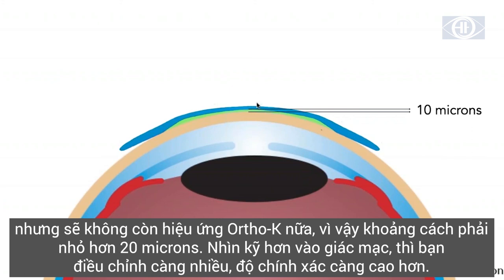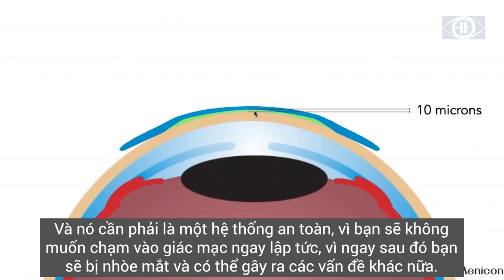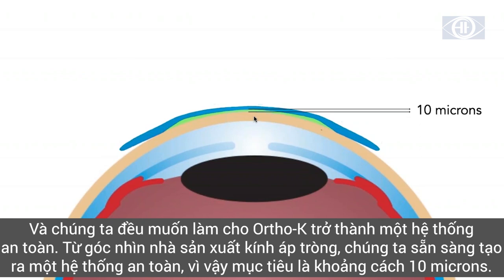That being said, the closer we can get to the cornea, the higher you can correct and the faster you will correct. One thing in common, it has to be a safe system. So you don't want to press at the cornea immediately because we end up with staining, and staining can cause other problems. We want to keep Ortho K as a safe system. So from a manufacturer point of view, we want you to fit a safe system, and that's why we are aiming for a 10 micron distance.